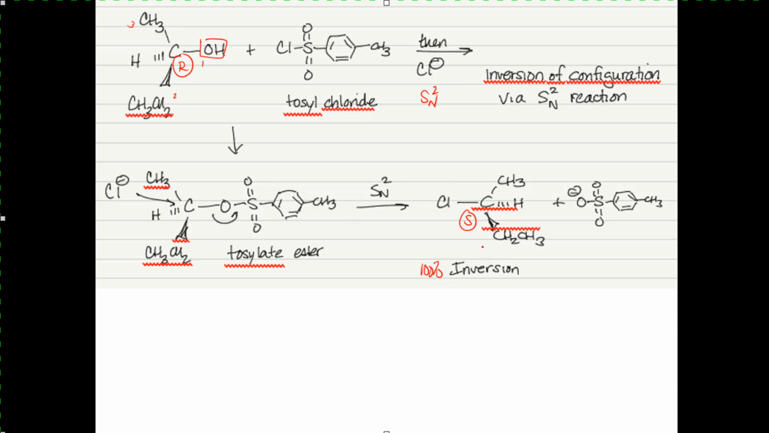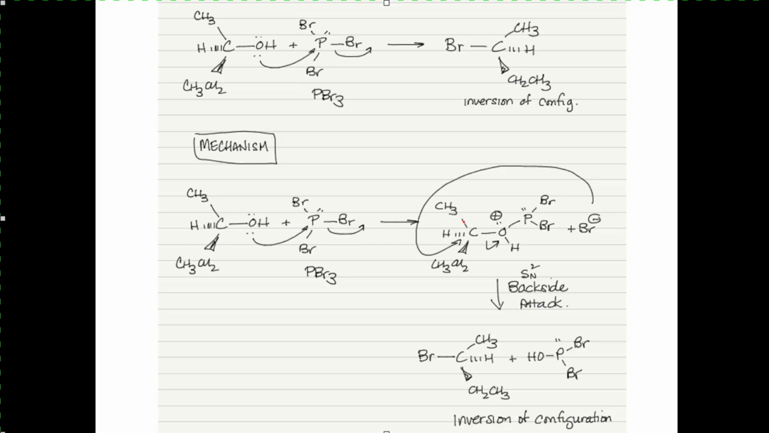inversion of configuration. So we can use our tosylate esters to convert the OH into a Cl, but the stereochemical consequence of this is we would end up with 100% inversion. I'll modify that in a coming slide, because this is a fairly controversial topic as to whether it goes by inversion or retention. Now PBr3 actually ends up with inversion of configuration. So this is the mechanism from the Top Hat textbook.